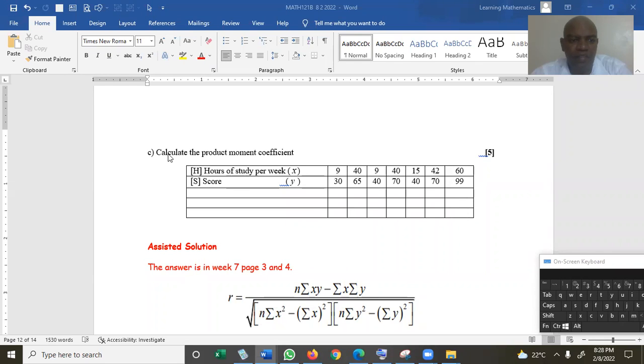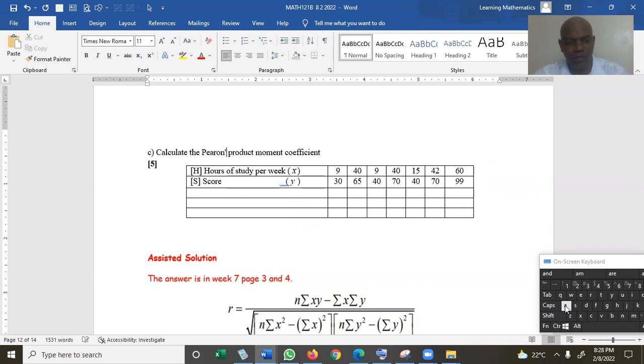Number 11, part C, says to calculate the product moment coefficient. Specifically, it's supposed to be Pearson's product moment. He's the one who pioneered this method to measure correlation, so it was named after him, Pearson's.